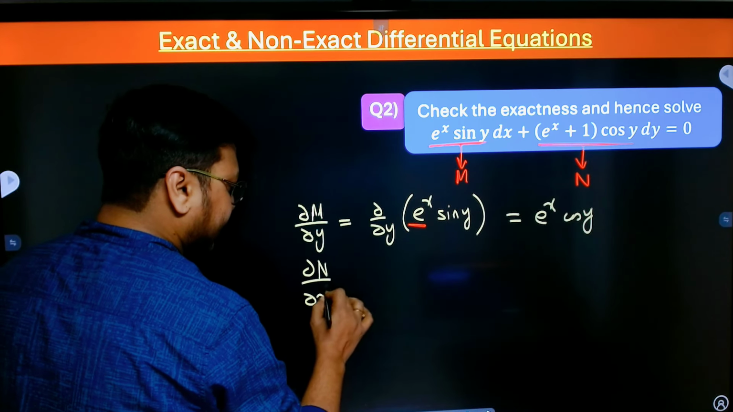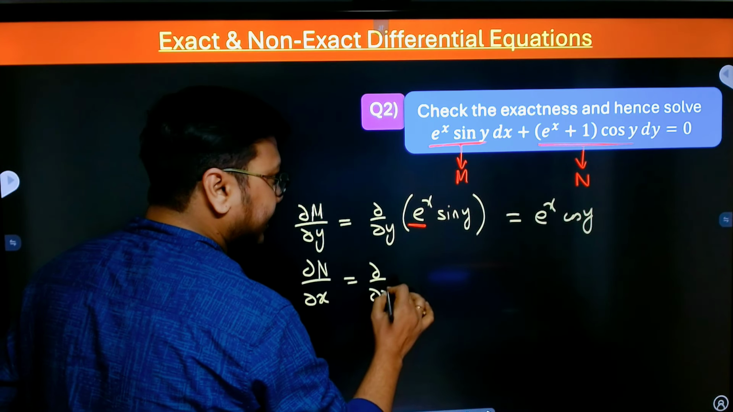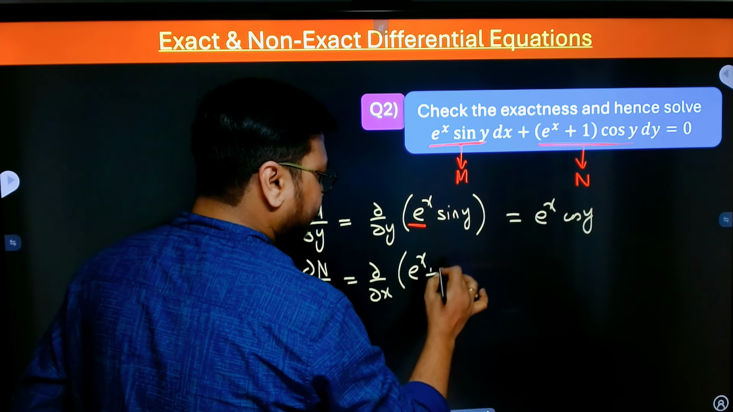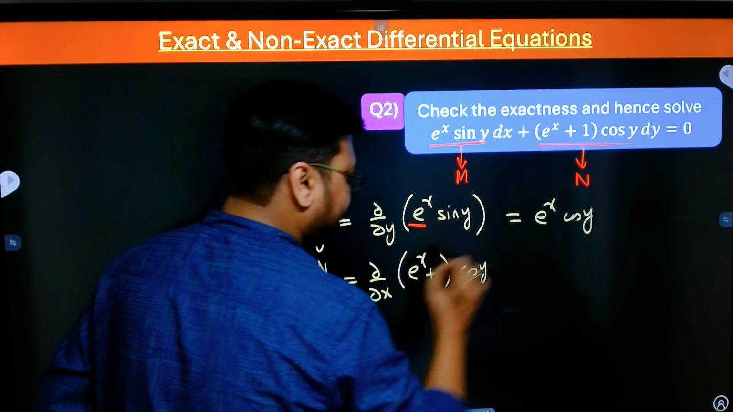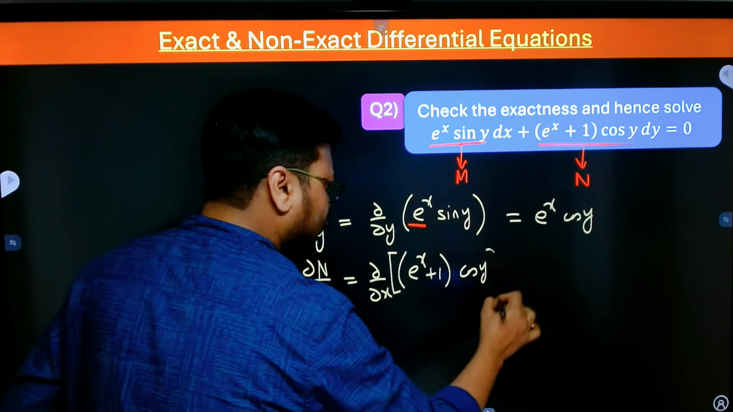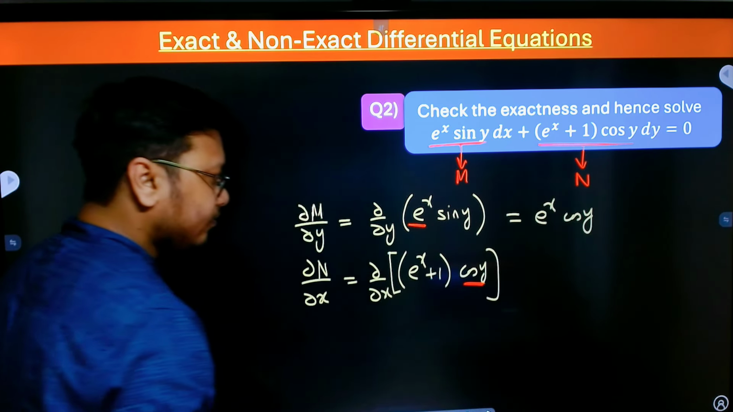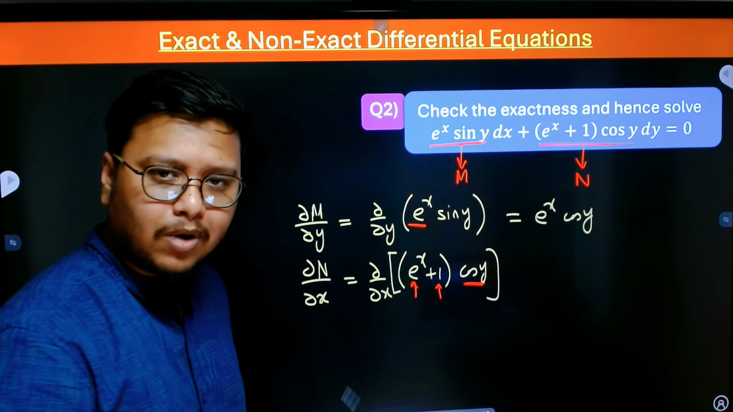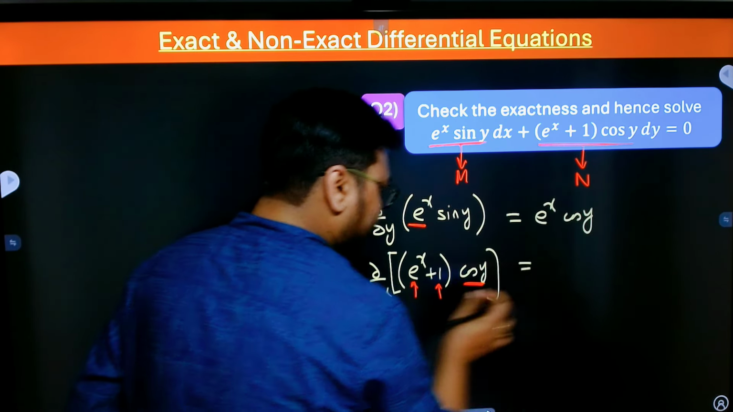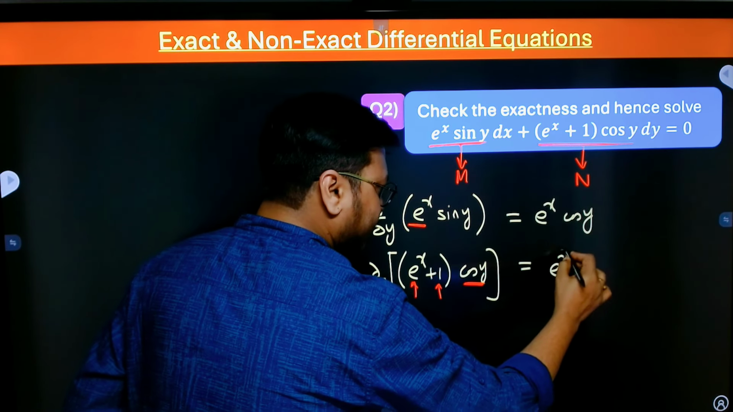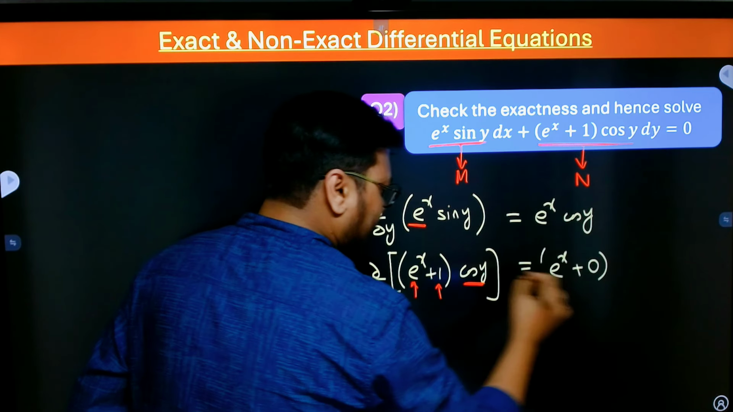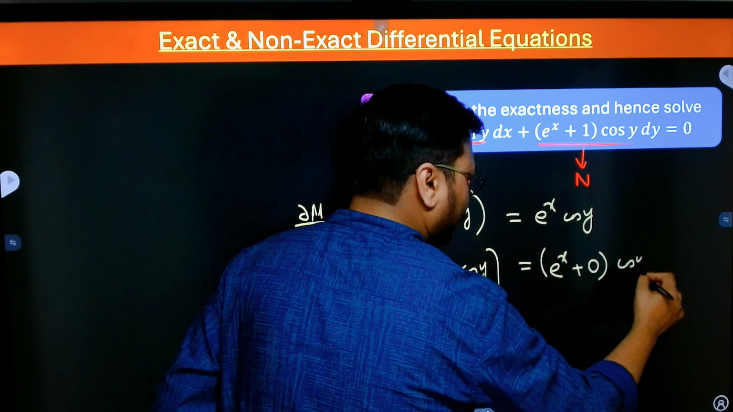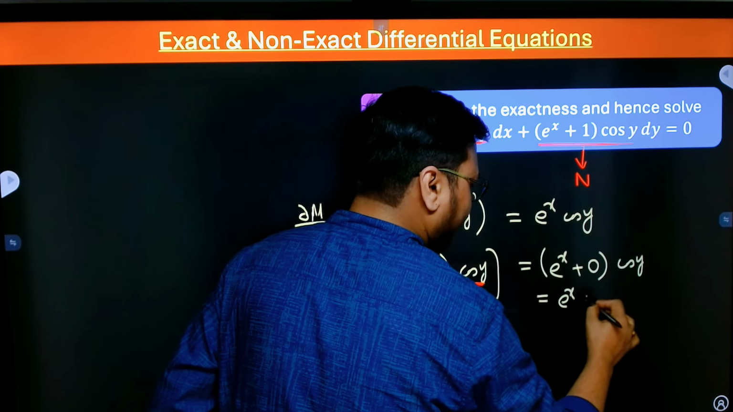del n del x, that would be del x of e to the power x plus 1 into cos y. So in this case, cos y will be treated like a constant. We'll be only differentiating e to the power x and 1. Derivative of 1 would be 0. So derivative of e to the power x is e to the power x. Derivative of 1 is 0. And cos y remains like a constant. So that means e to the power x cos y.